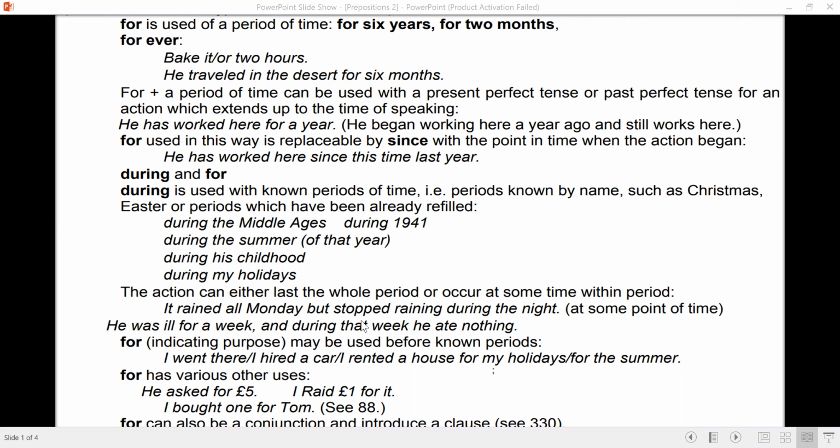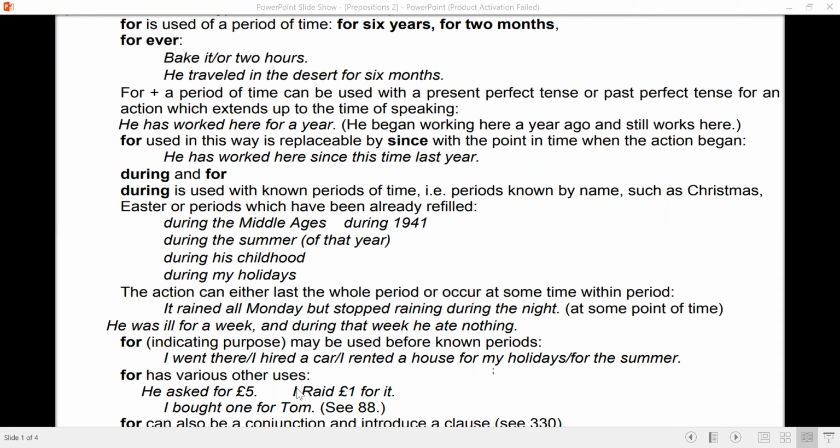For indicating purpose may be used before noun periods. So for, of course, can show purposes as well. For example, I hired a car, I rented a house for my holidays, for the summer, etc. So here for is being used for purposes. They may be known periods.